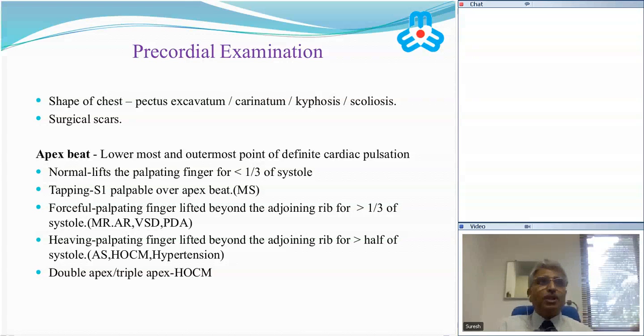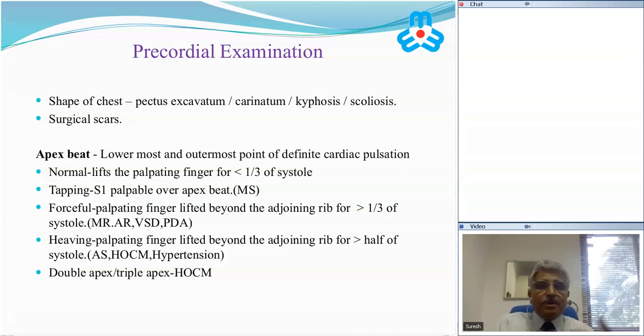So the normal apex beat doesn't elevate it beyond the adjoining ribs and it's not sustained for more than a third of the duration of systole. The forceful apex beat is sustained for more than a third and it is elevated beyond the level of the adjoining ribs. And the heaving apex beat is all these for more than half the duration of systole.